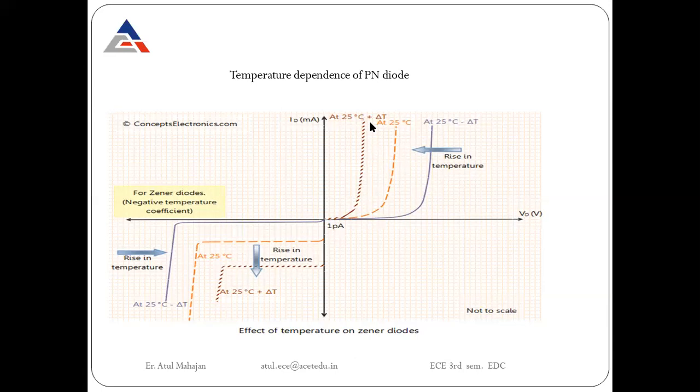When we have low levels of voltage, but the low voltage is producing a very high level of current, that will enhance the level of temperature also. So the temperature dependence of the PN junction diode suggests that for low levels of voltage, we have high levels of current and high levels of temperature.